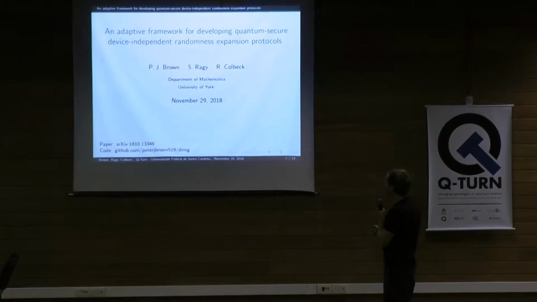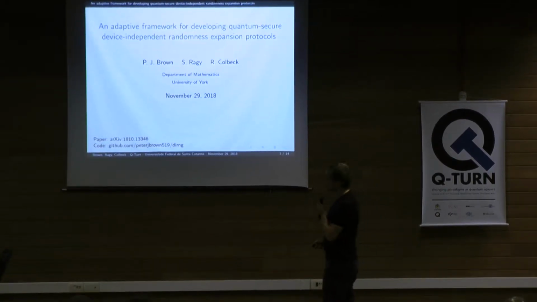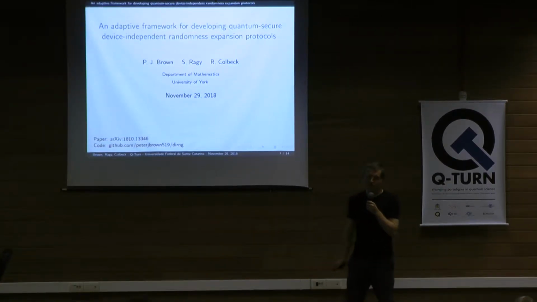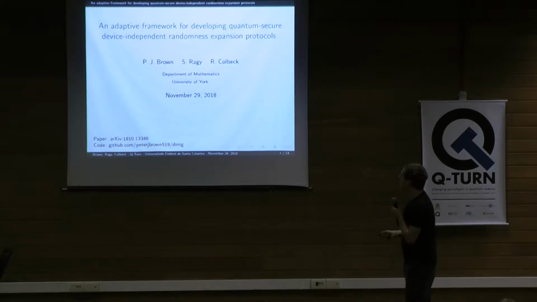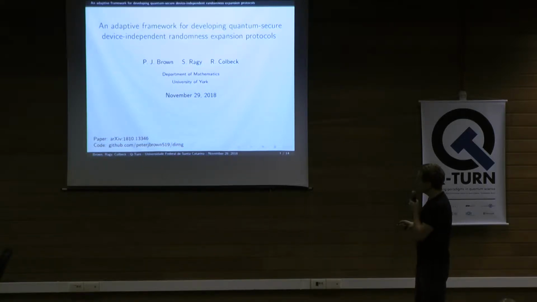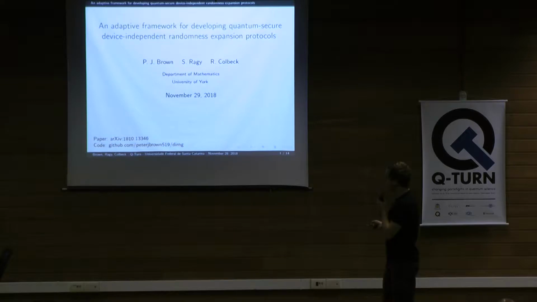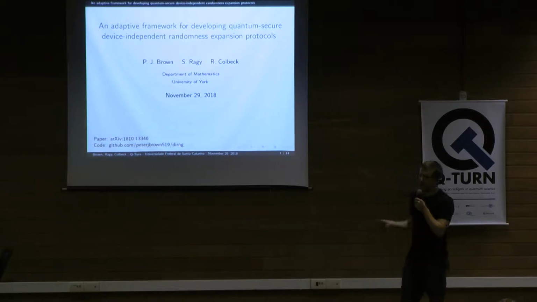So I'm going to talk about some joint work with Sami Raji and Roger Colbeck at the University of York in the UK, where we looked at constructing device-independent randomness expansion protocols with security based on numerical techniques. The arXiv number of the relevant paper is here, and all of the code implementing our framework can be found at this GitHub repository.